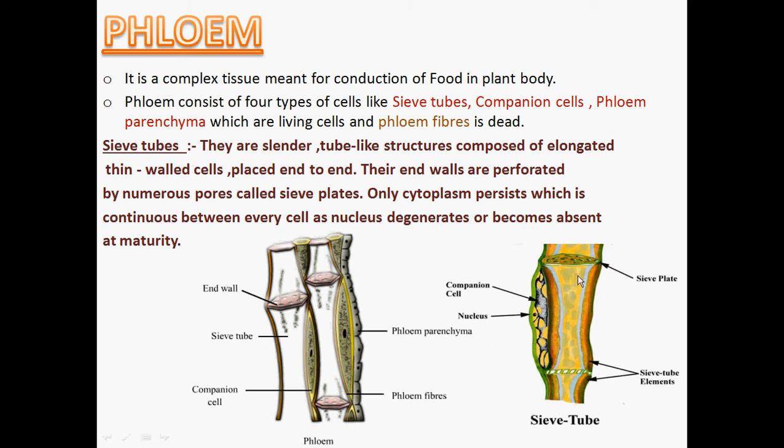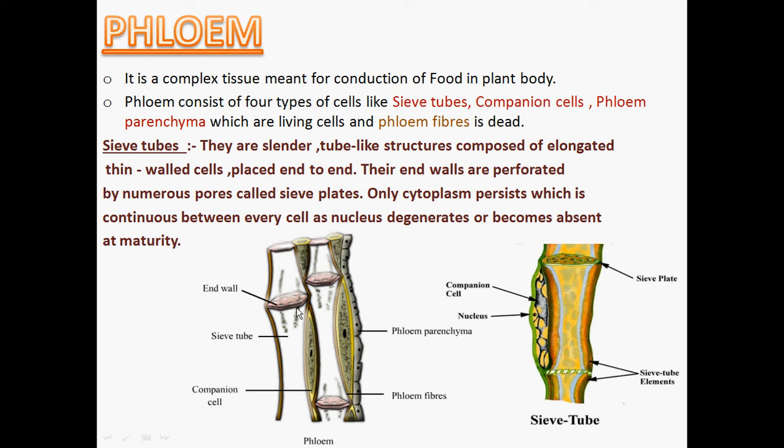This is the sieve tube. This is the sieve tube. This is the sieve tube. So they are very slender, very thin, tube-like structures composed of elongated thin-walled cells. Okay, you can see there are elongated and thin-walled cells placed end to end.